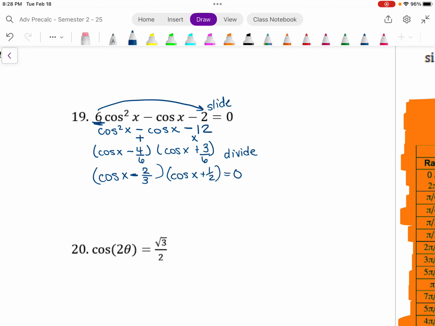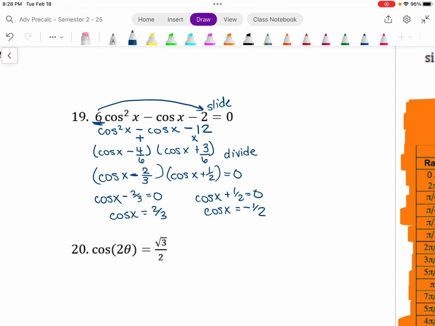Which means I'm going to set each of those equal to 0. Normally I do bottoms up, but when you're solving, bottoms up just means more steps. I could just go ahead and split these up and say, all right, cosine x equals 2/3, and then cosine x equals negative 1/2, just by subtracting or adding to the other side.